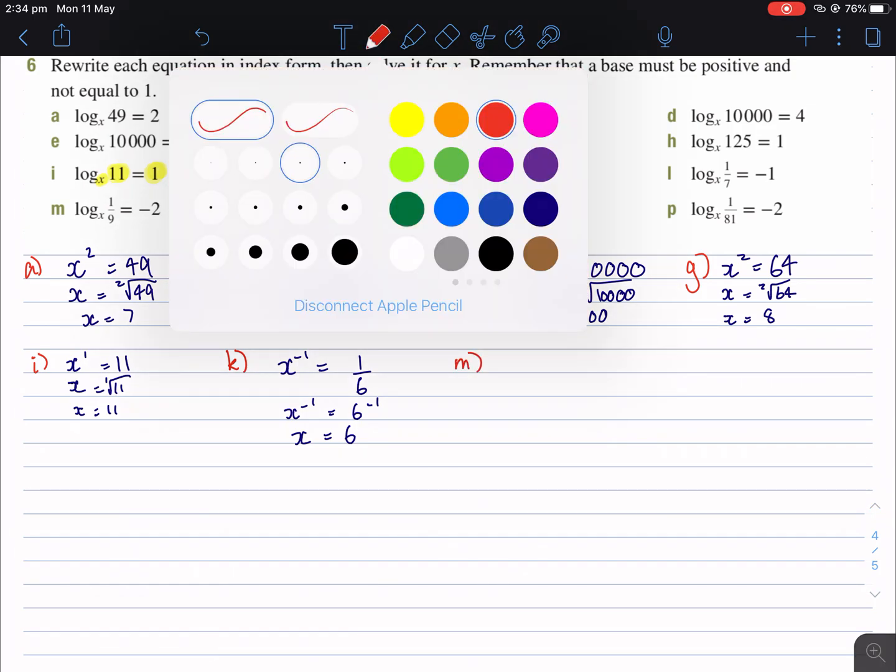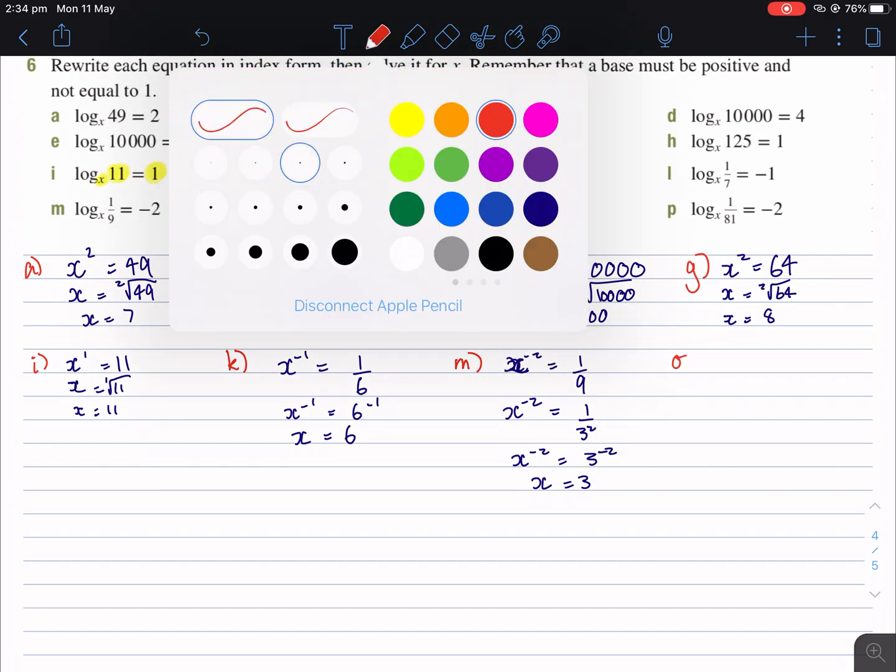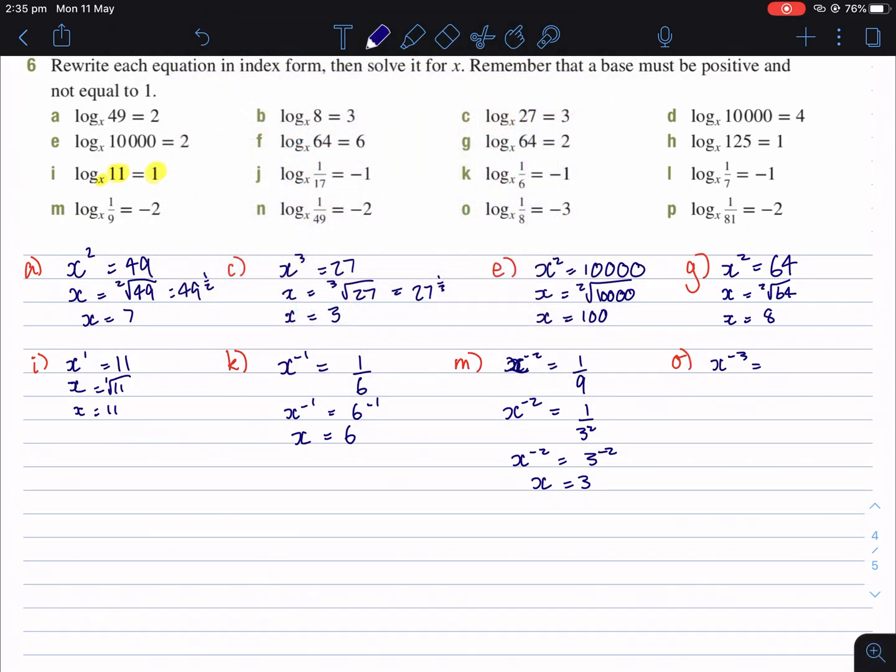LM. Here we've got x to the minus 2 equals 1 on 9. So 1 on 9 is the same as 1 on 3 squared. So we've got x to the minus 2 equals 3 to the minus 2, so x equals 3. M and O. Last but not least, we've got x to the minus 3 equals 1 on 8. So this is x to the minus 3 is 1 on 2 cubed. So x to the minus 3 equals 2 to the minus 3, so x equals 2.